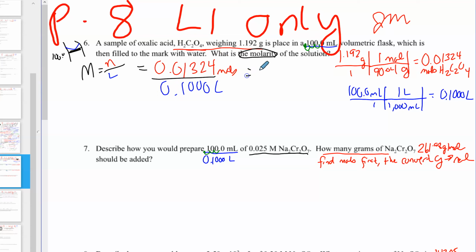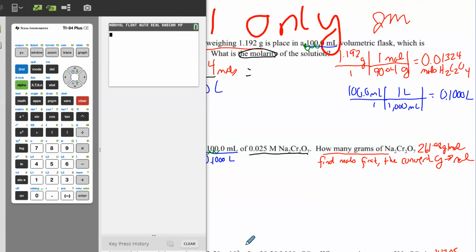And then let's see what my final answer will be. For the sake of it, let's make sure I wrote down enough sig figs. 1.192 divided by 90.04. There's a little bit more after that, but we'll keep that number in our calculator, and then divide by 0.1. So I get 0.132385 for the molarity.